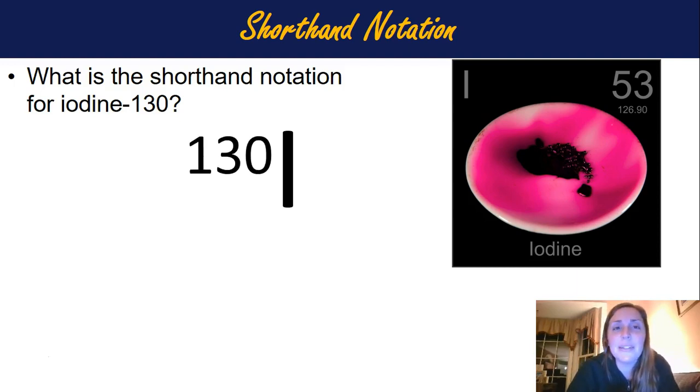The bottom number is the atomic number. That you do get from your periodic table. So if you look at the periodic table right here, the only number that is the whole number or counting number, no decimals, is that 53. That's what goes on the bottom. So that's iodine 130 in shorthand.